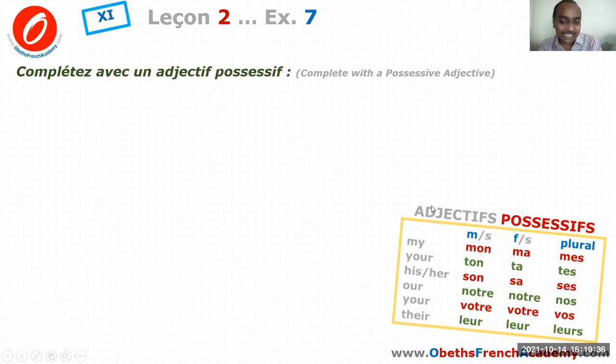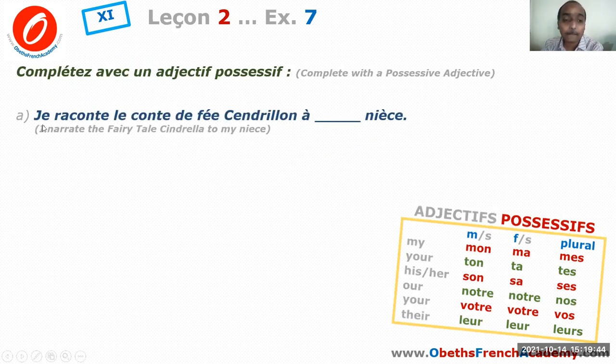So keeping this rule in mind, or this table in mind, let's try to do these 5 sentences. Number 1. Je raconte le conte de fée Cendrillon à dash nièce. I'm narrating the fairy tale Cinderella to dash niece. Since the subject is I, it's good that we write to my niece. So when the subject is je, you should put mon or ma or mes.